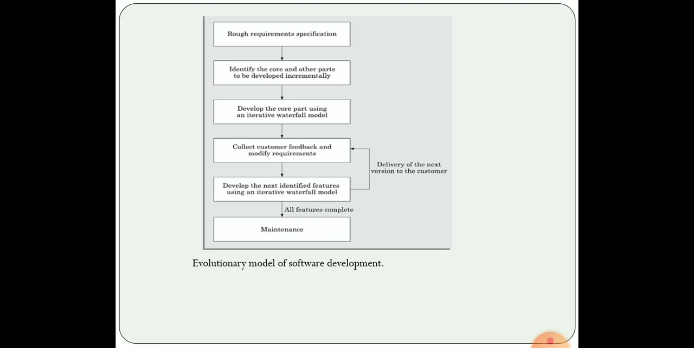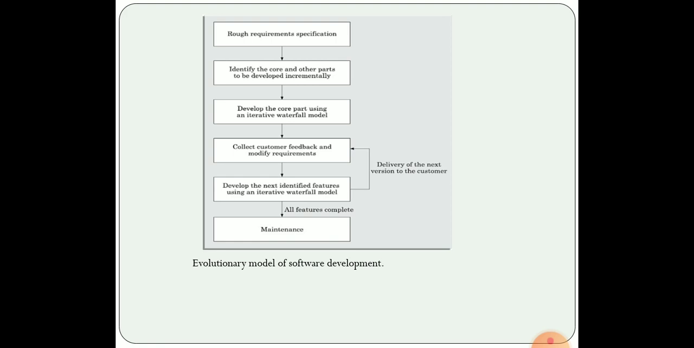So after developing the next identified features using an iterative waterfall model, again the partially developed software will be given to the customer, and again the customer can make use of it, and he can identify further requirements. So after collecting the customer feedback, again, in case any modification is needed, it can be made on the requirement specification, and again the next identified features will be developed. So this is carried on repeatedly until the customer is satisfied with the partially developed software.